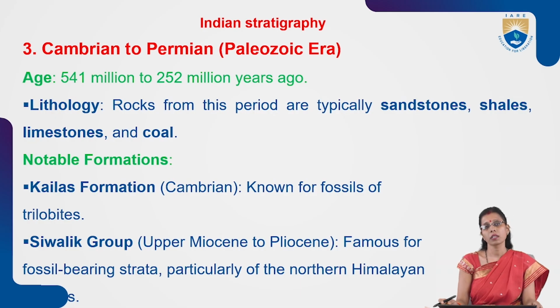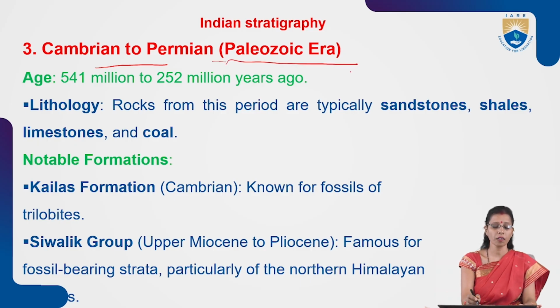Now, coming to the third classification of this Indian stratigraphy. Indian stratigraphy, as we know, is about the formation of the rock, what kind of rock is formed, and the type of the rock. I mean, in which age which type of rocks we can see. So next we can see is Cambrian to Permian. Cambrian to Permian is the Paleozoic era. We call it the Paleozoic era.